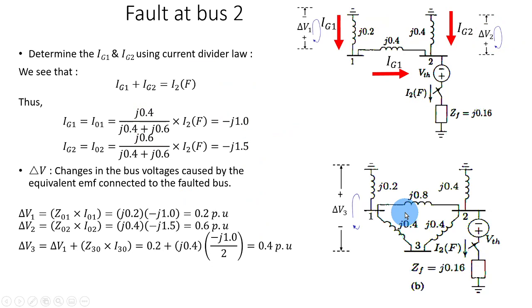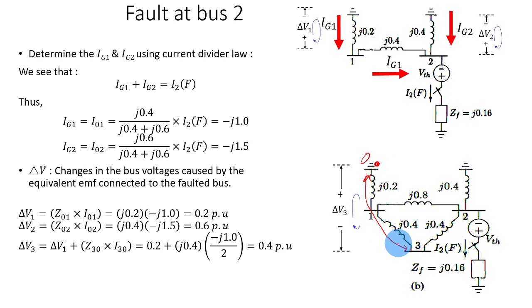Now let's take a look at bus number 3. This is a little bit tricky to understand. To find the change of voltage at bus number 3, we cannot use the simplified network like before, so we need to use the original network, because if you simplify, bus number 3 disappears and we don't want that. The voltage we want is between the ground and bus number 3, between these two points.